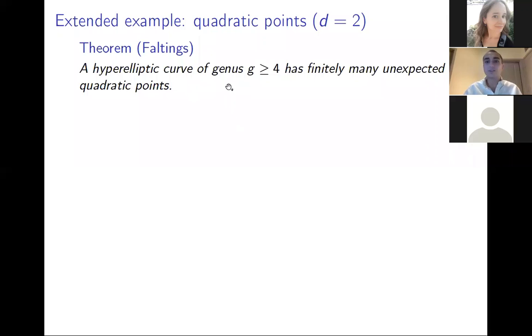Yes, so these are also called exceptional points, sporadic points. We as a community have not decided on what to actually call them, but they all sort of mean the same thing, but yeah, it's a great point.